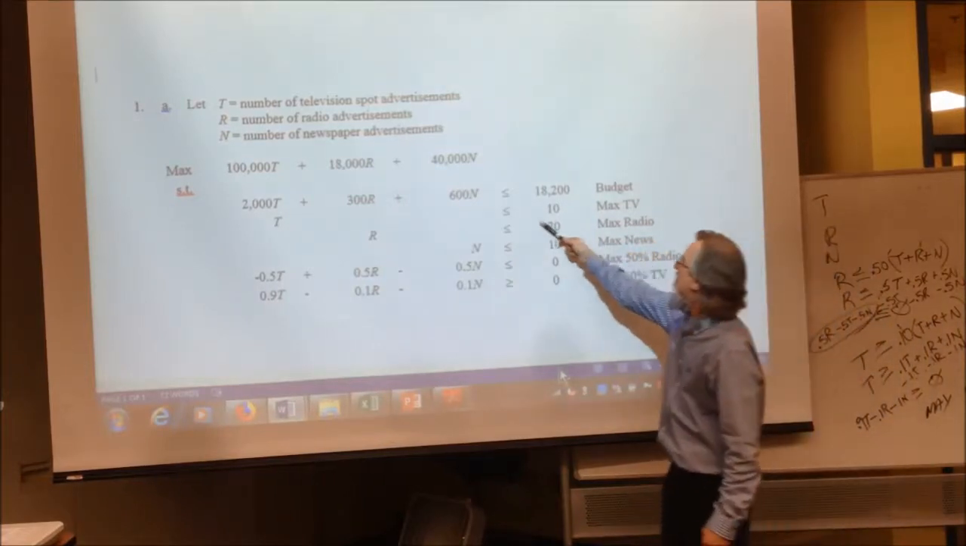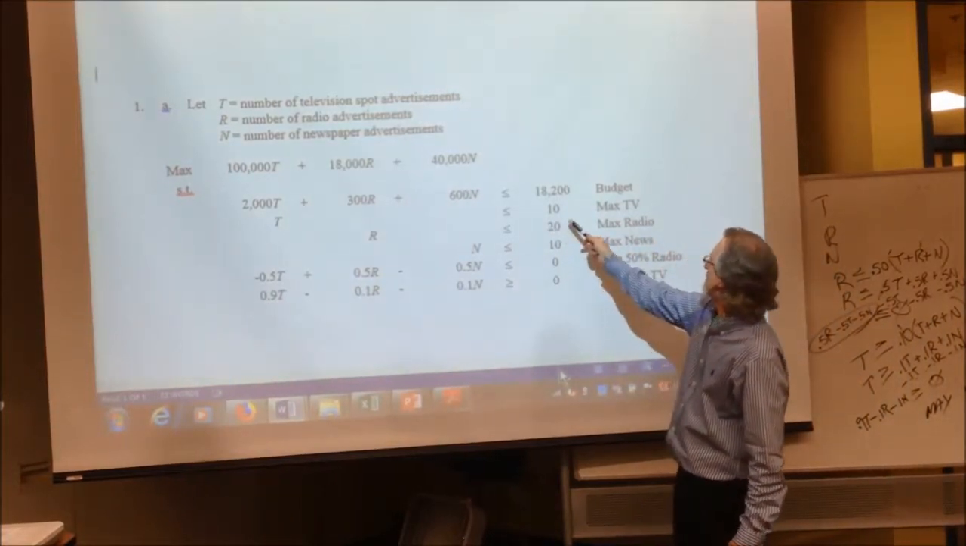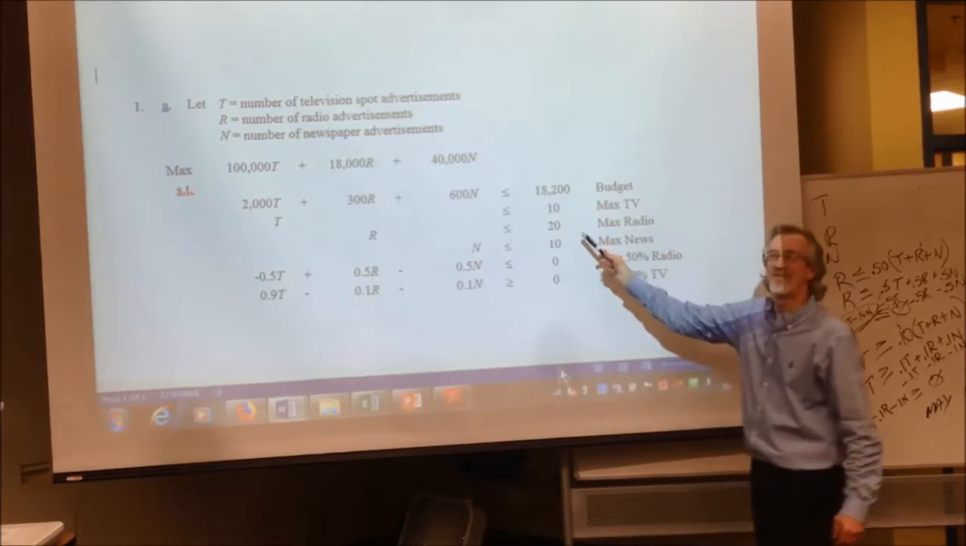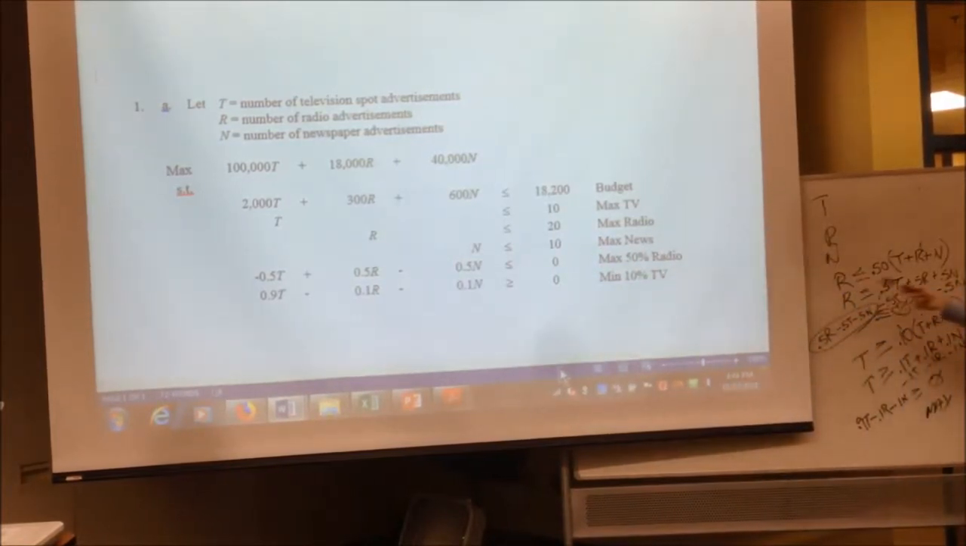Oh, there's more to it. It says there's only 10 TV ads available, period. T has to be less than or equal to 10. There's only 20 radio ads available, period. R has to be less than or equal to 20. There's only 10 newspaper ads available, max. So N has to be less than or equal to 10.